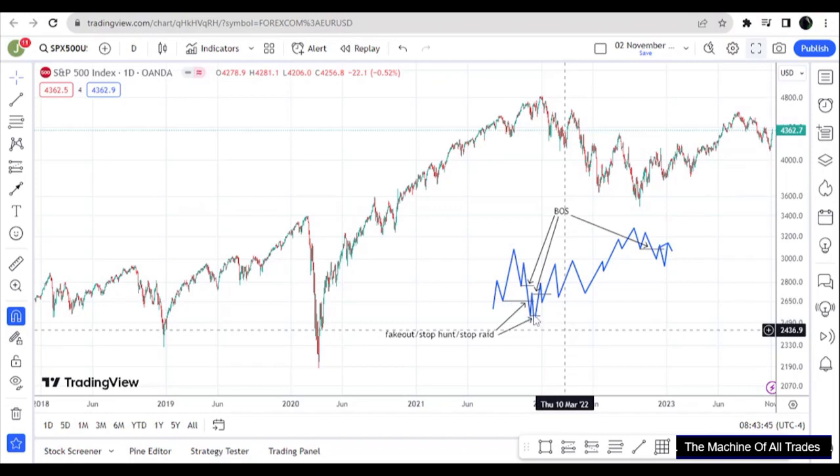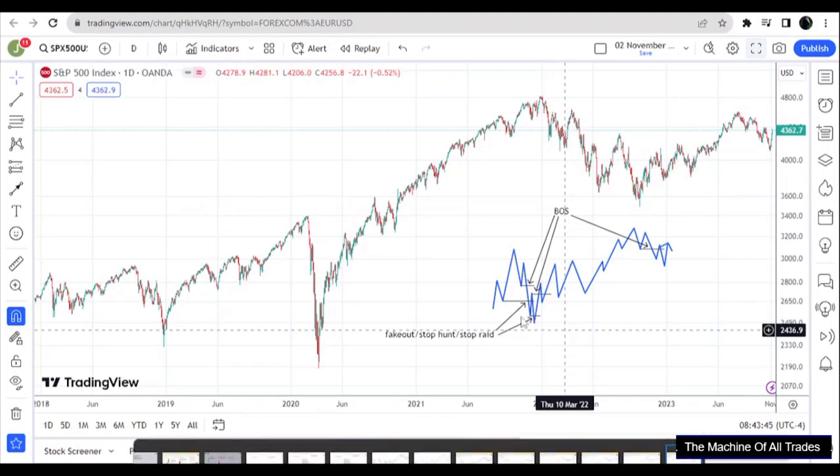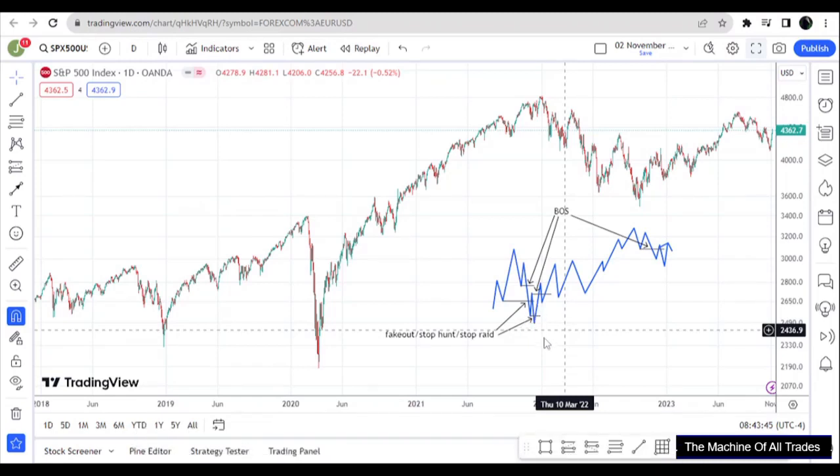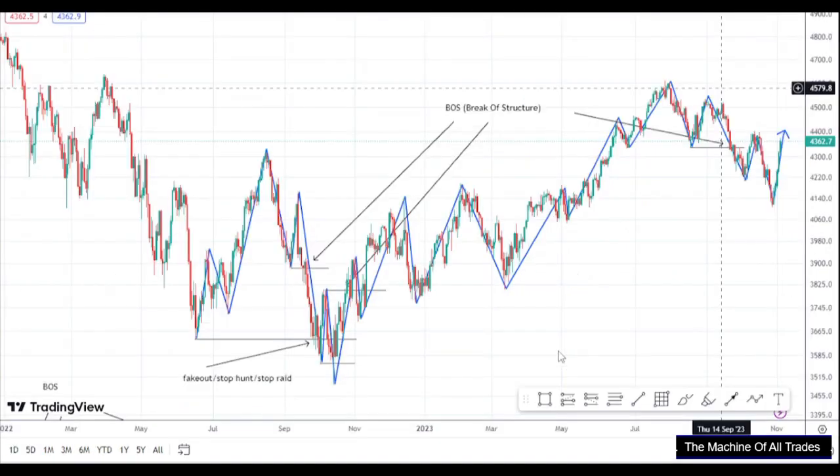Hence, and also this is a fake out because it didn't continue to go down to break this lower low, but it reversed. Okay, this is the blue line graph that I used to plot the market structure. I placed it back into the original price action structure to show you the fake outs that I saw.